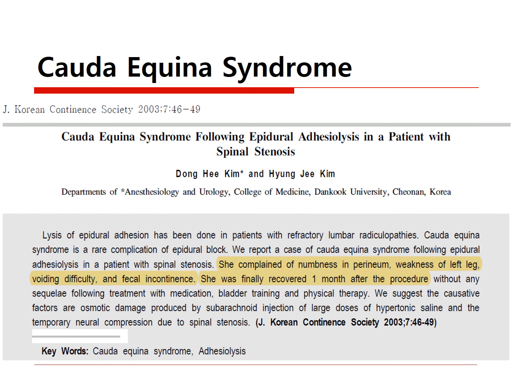This is a case report of cauda equina syndrome after neuroplasty. In this case, 10% hypertonic saline was used. The patient complained of numbness in perineum, weakness of left leg, voiding difficulty, and fecal incontinence. This probably resulted from the intrathecal spreading of the hypertonic saline. The patient finally recovered 1 month after the procedure.